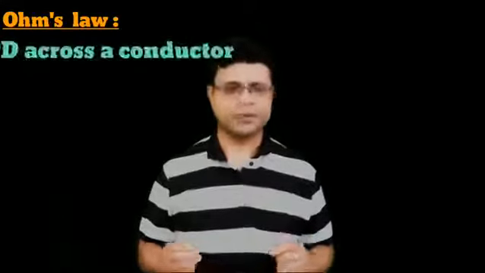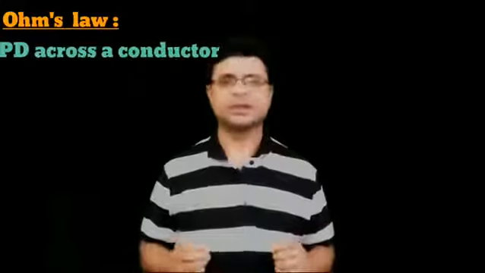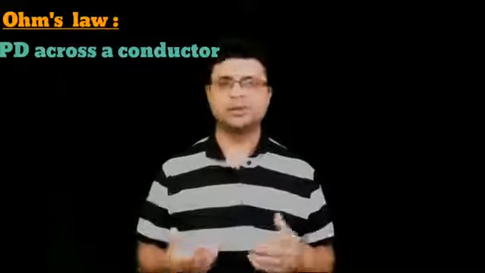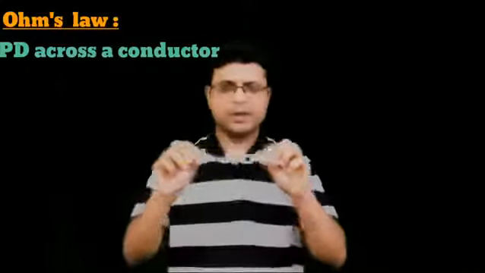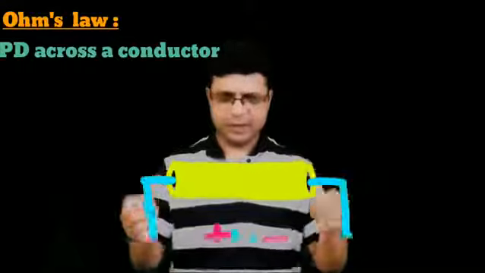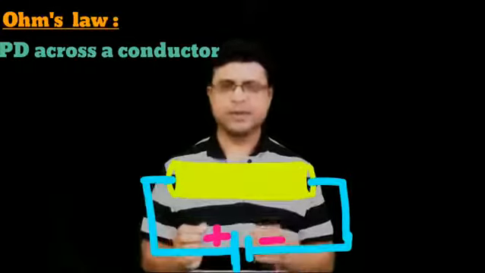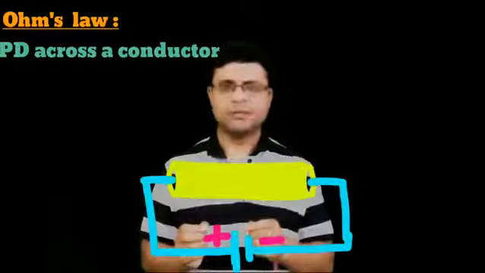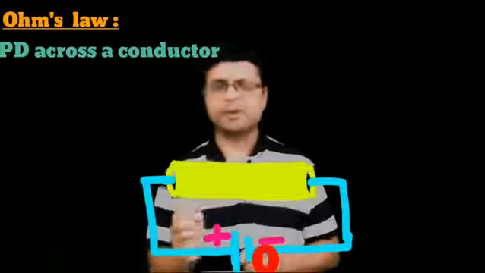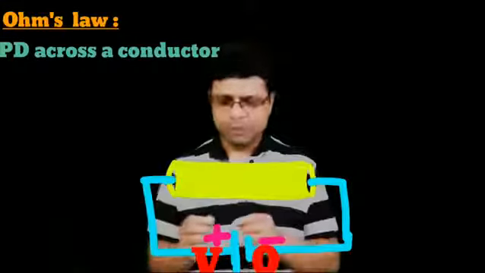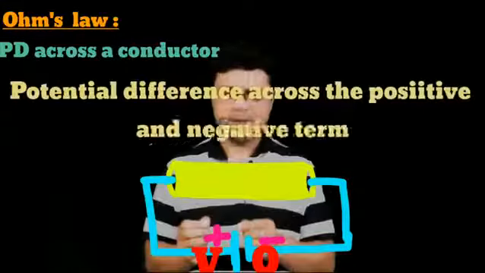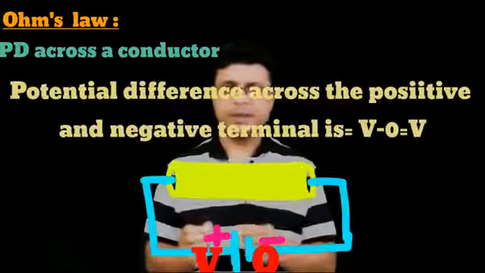Alright student, before starting Ohm's law, we shall always use a phrase, potential difference across a conductor. What is that? Let us try to understand that first. Then we shall proceed to Ohm's law. A conductor is taken, it is connected across a battery. This is the positive terminal and this is the negative terminal. For the negative terminal, potential is 0. For the positive terminal, potential is V. Let's say the potential difference across the positive and negative terminal is V.